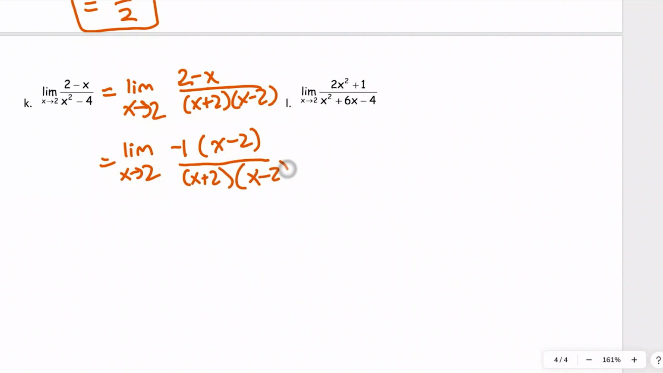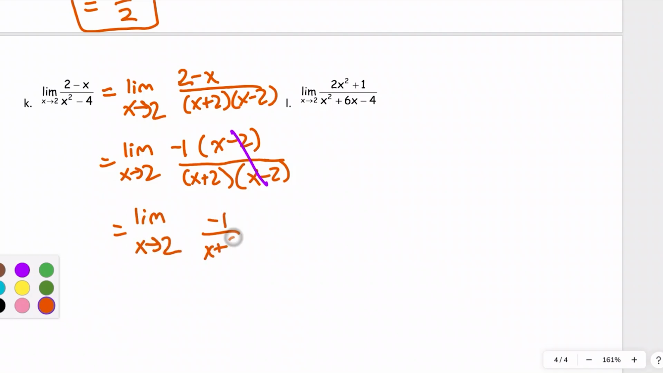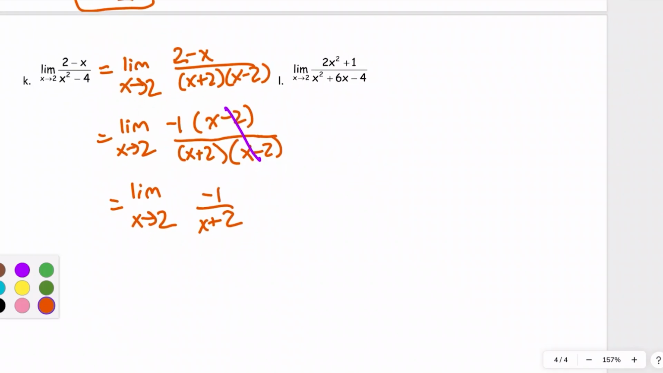This is going to come up from time to time, so don't get freaked out if you've got 2 factors that are sort of backwards. You can fix that by factoring out a -1. So now I can get those two binomials to reduce to 1. So this is going to equal the limit as x approaches 2 of -1 over x plus 2. And now I can go ahead and just plug in 2. So I'm going to get -1 over 2 plus 2 is 4.